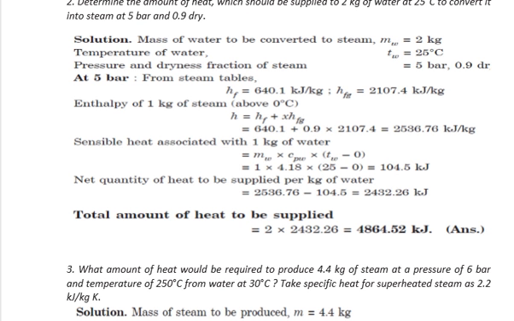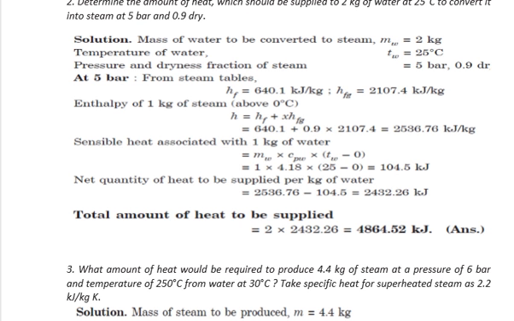First of all, you have to find out the mass of water to be converted. The mass of water is 2 kg. Then the temperature of water is given, T is 25 degrees Celsius. Then the pressure and dryness fraction of steam are given. The temperature of the steam is not given. Therefore, the pressure of steam is 5 bar and the dryness fraction is 0.9.